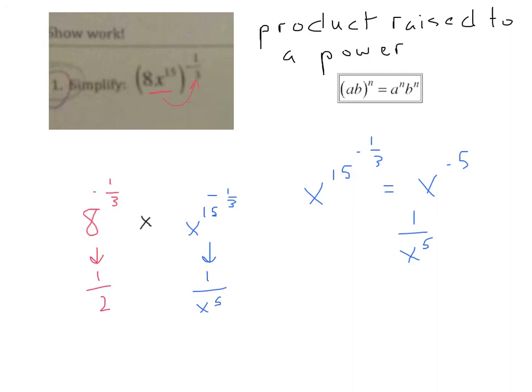And now we just need to multiply these two things. 1/2 times 1 over x to the 5th. 1 times 1 is 1. 2 times x to the 5th is 2x to the 5th. And that is our final answer.